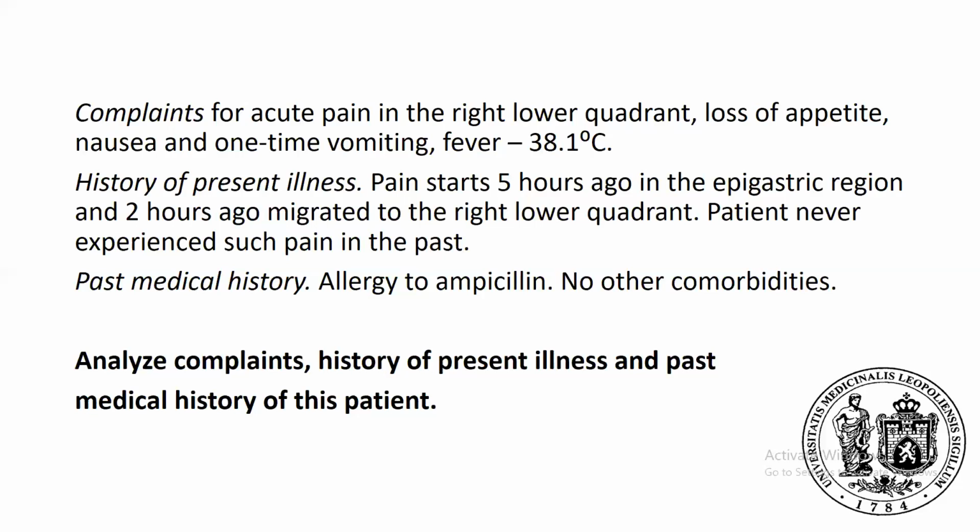In the history of present illness, we see that the pain started in the epigastric region and then migrated to the right lower quadrant, and we know this as the symptom of Kocher. This Kocher symptom is typical also for acute appendicitis. In the past medical history, we see very important information that the patient has an allergy to ampicillin. So it means that we wouldn't prescribe the patient penicillins at all.